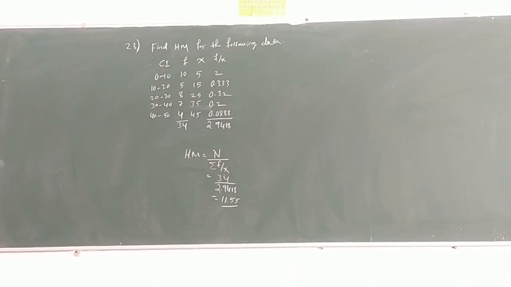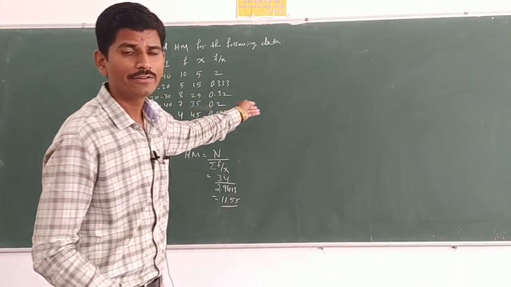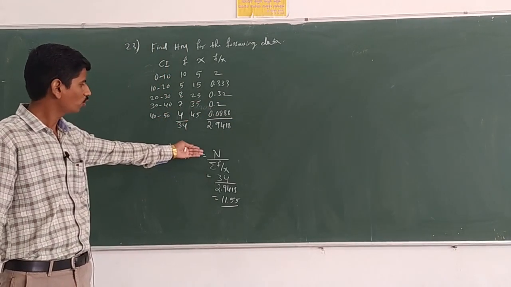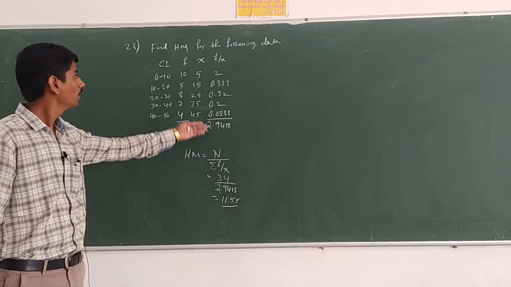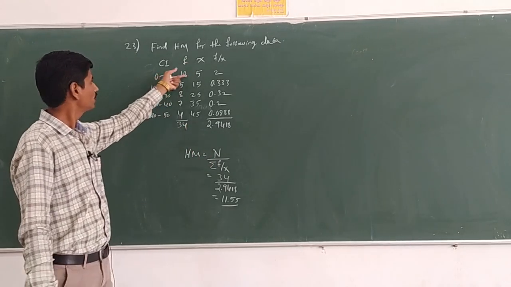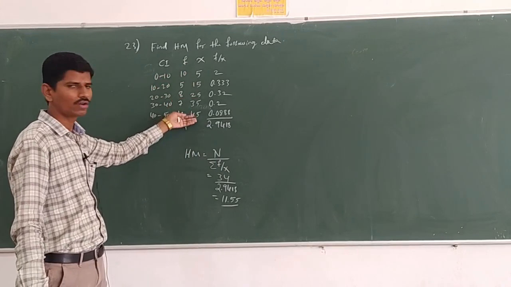Here the data are of the continuous type. You have to apply the continuous formula, that is HM equal to capital N divided by sum of f by x. You want the x value. x is the midpoint of the class interval, that is 0 to 10 is 5, 10 to 20 is 15, and so on, up to 45.